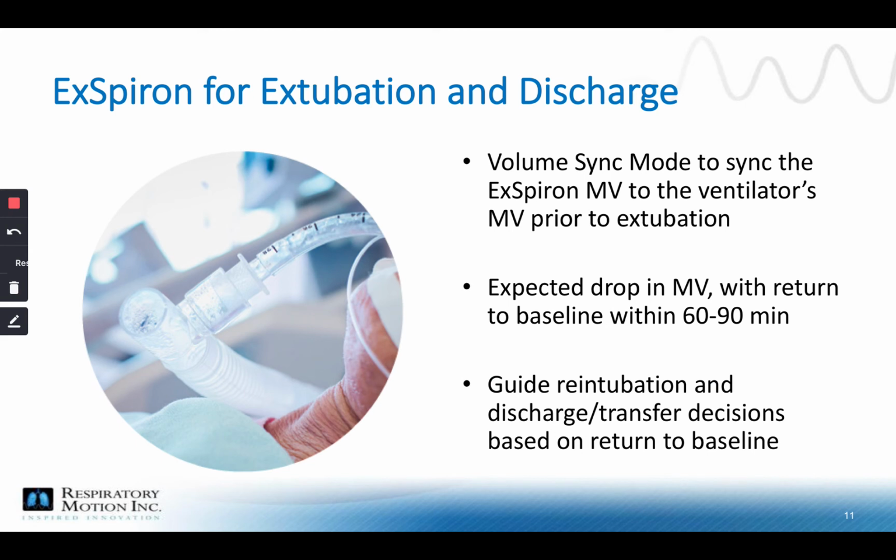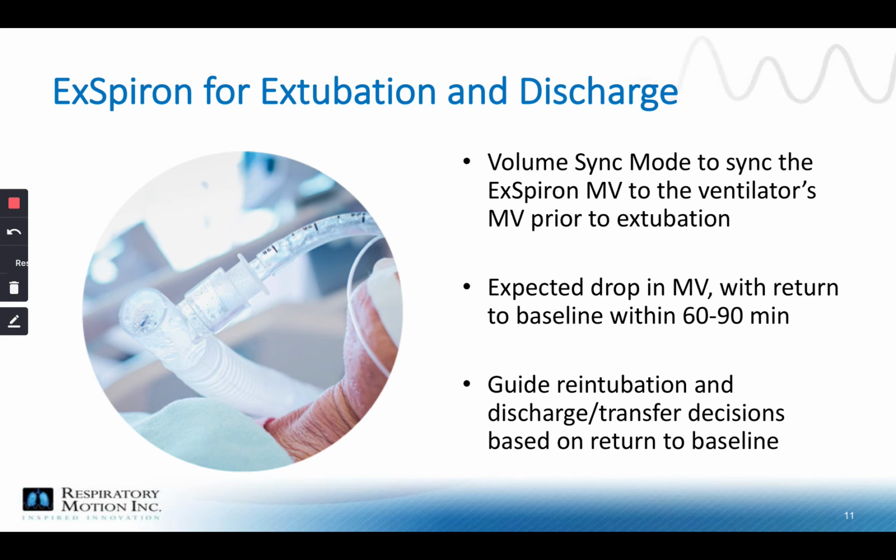In the ICU setting, the ExSpiron can be helpful in extubation decisions and procedures. Prior to extubation, ExSpiron minute ventilation is synced to the minute ventilation of the ventilator. After extubation, or during the spontaneous breathing trial, ExSpiron uses that ideal minute ventilation that was synced from the vent and compares the minute ventilation of the spontaneously breathing patient to that value. There is an expected dip of approximately 25% of minute ventilation, but patients ready to breathe independent of the ventilator typically return to the previously established ideal minute ventilation within 60 to 90 minutes. If the expected return to baseline does not occur, the patient may require continued ventilator support.